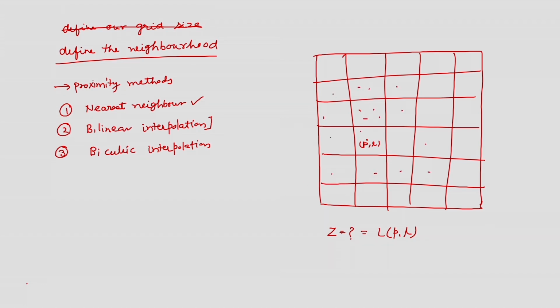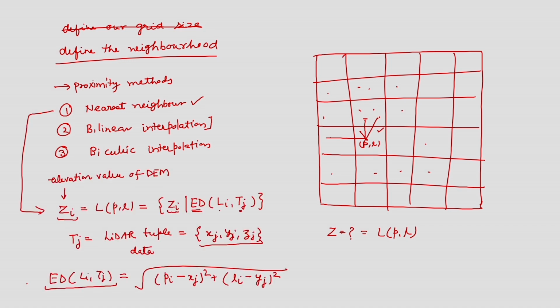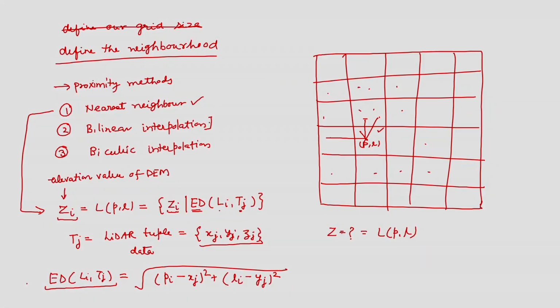So, these are all lidar points, they are falling in these grids. I will take the points which are around the PL and try to find out the Euclidean distance from this point, this point, this point, and so on. And then the point which is nearest to the PL location, we will assign the Z value of that point to this grid. So, we have defined the nearest neighbor and assigned the Z value. The remaining two methods, bilinear interpolation and bicubic interpolation, you can find out yourself.